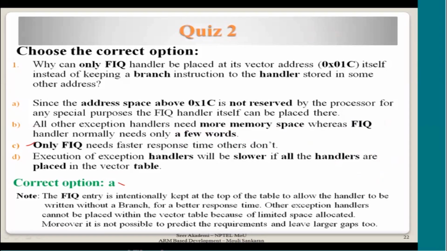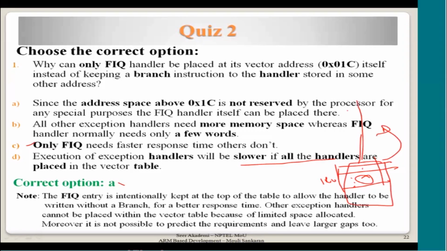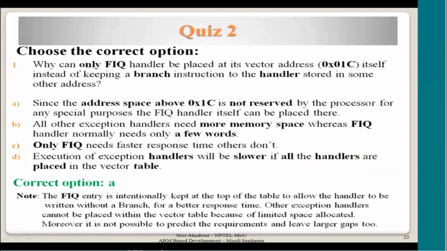Execution of exception handlers will be slower if all the handlers are placed in the vector table. That is not true. It is not that if you execute from the vector table it will be slow. The real problem is how much space I need to allocate for IRQ, and then after leaving out some space I had to put a handler for this. If the vector table is split into multiple things, it is like a fragmented space, and you don't know how much space to reserve. So that's why they put all the table in one place, left to the programmer to decide where the ISRs are. So this is also not a valid reason. Okay, very good.